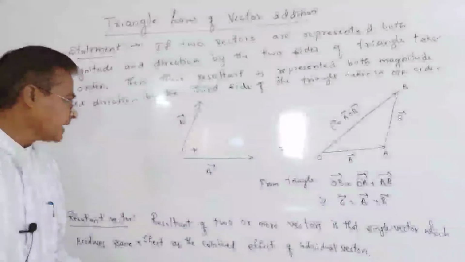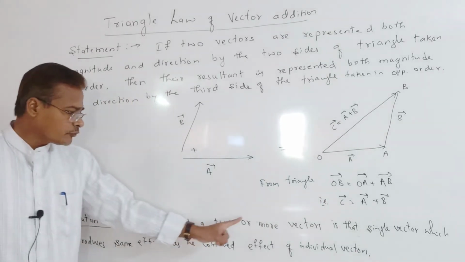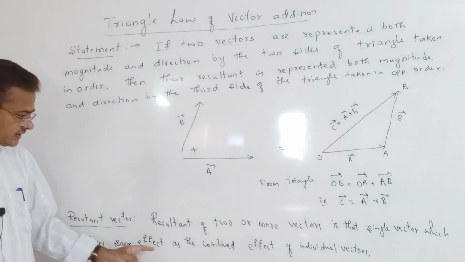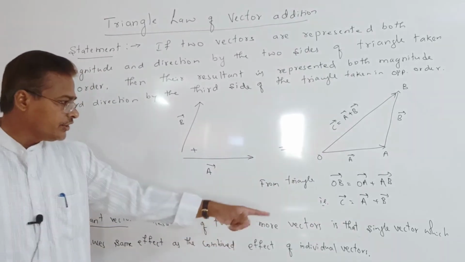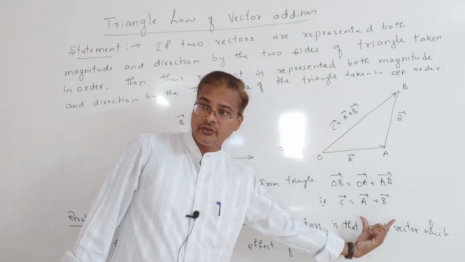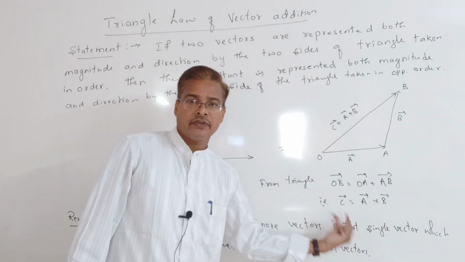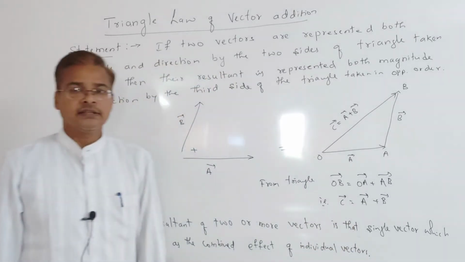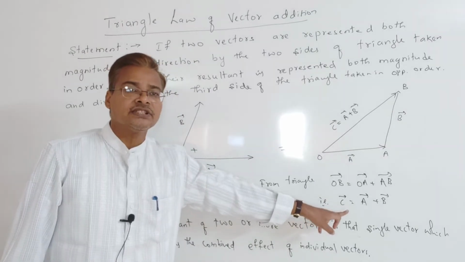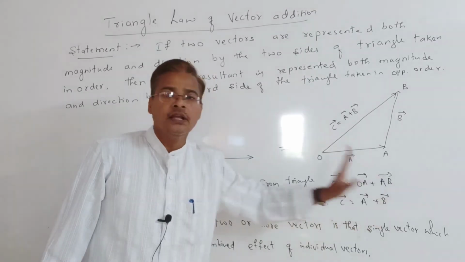Now, the C vector we are going to call the resultant vector. The resultant vector of two or more vectors is that single vector which produces the same effect as the combined effect of the individual vectors. So that single vector is what we call the resultant vector. Here, the C vector is called the resultant vector.